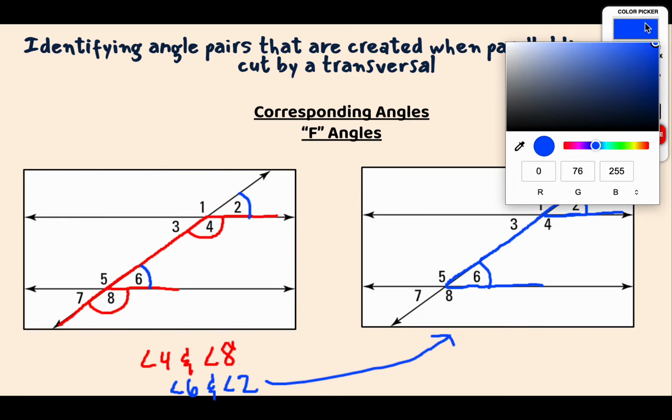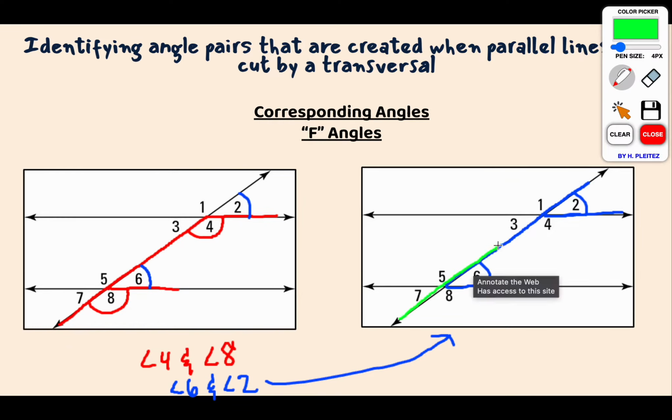Some other F's that I see just off the top of my head, we can also go backwards here. So in this image, if I highlighted my transversal and went backwards with my F shape, I would have angle 3 and angle 7 as well. So that's another pair that you can write in there.